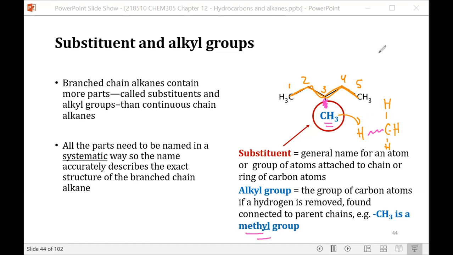Instead of calling it methane, CH4 is methane, we add the YL ending to show that it's not actually methane, it's not CH4. It's CH4 if you remove one of the hydrogens and attach it to a chain. So there's substituents, that's the general name for an atom or a group of atoms attached to a chain or ring of carbon atoms. And then an alkyl group is a group of carbon atoms, if a hydrogen is removed, that's found connected to the parent chain. So we say CH3 connected to the main chain is called a methyl group. So alkyl groups will always have this YL ending.